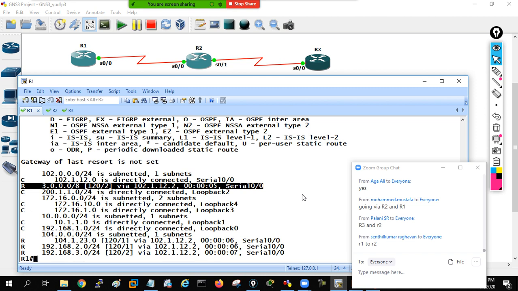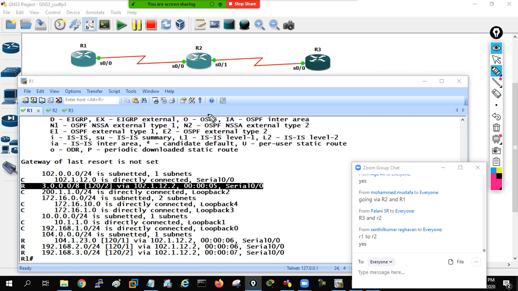Are you clear, guys? Everybody understand this? So far is clear? Why is it showing 2 hops? If you want to reach network 3, it's 2 hops away, which means it's coming from router 2, but router 2 learned it from router 3. So router 1 to router 2 is one hop, router 2 to router 3 is another hop. That's why it's giving 2 hops away. Are you clear, guys? Everybody understood?